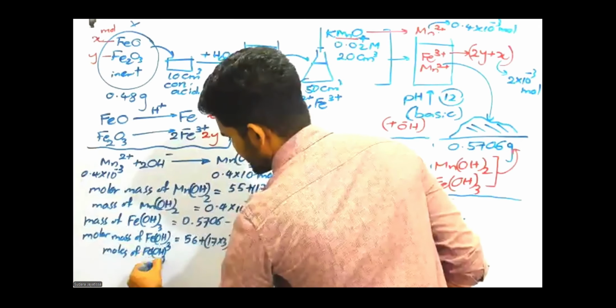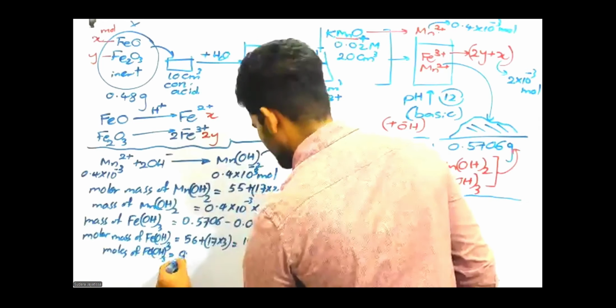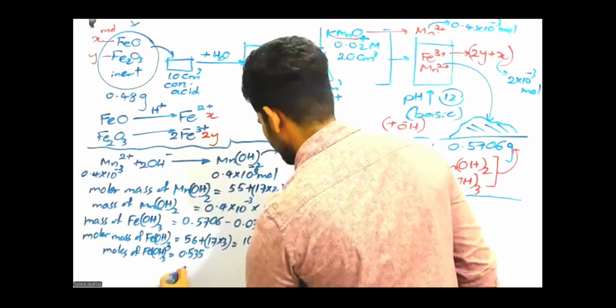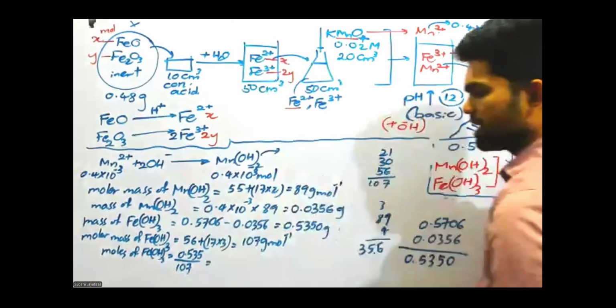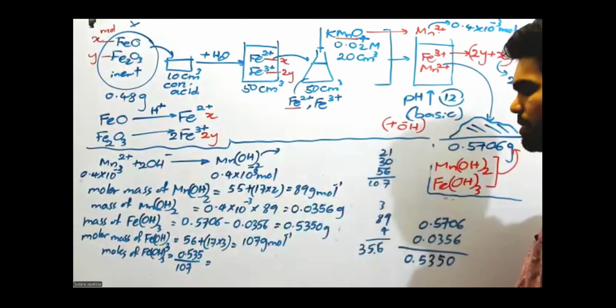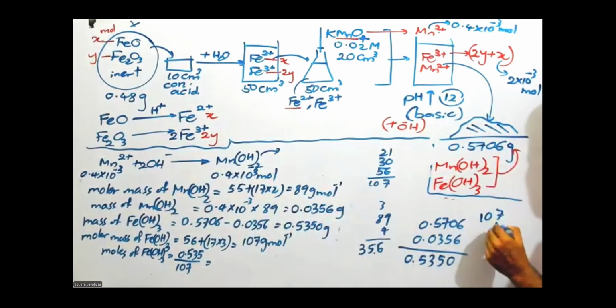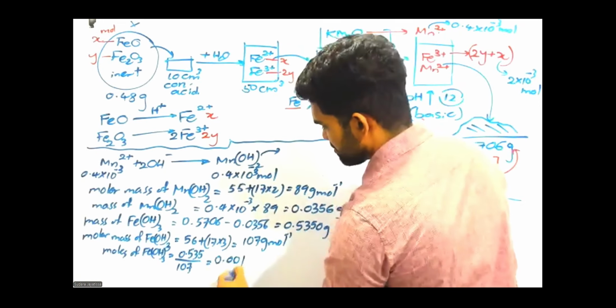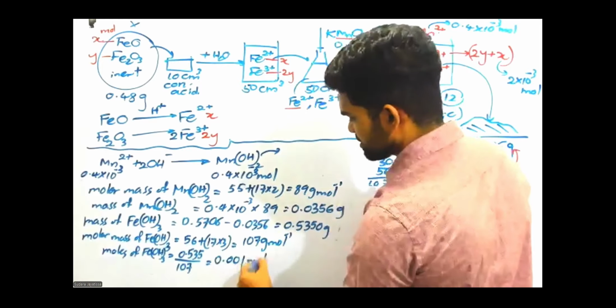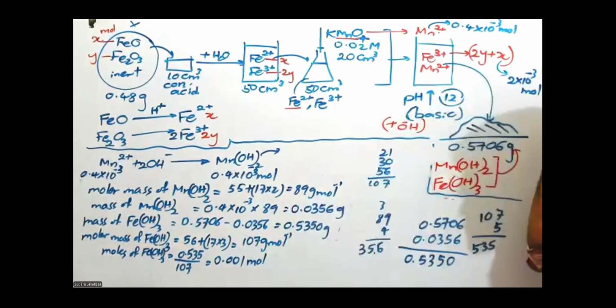Moles of ferric hydroxide. So what should we do? Divide this 0.535 by 107. It is divisible, because 107 into 5, check, 35, 535. See, divisible. So 0.005 moles. That is the number of moles of ferric hydroxide.